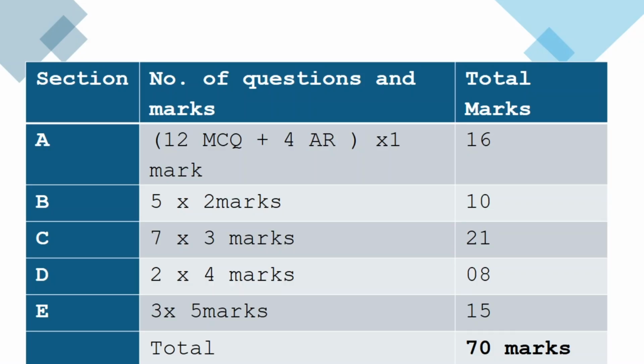The question paper carries 33 questions under 5 sections. Section A carries 16 questions, out of which 12 are MCQs and 4 assertion-reason type questions. Section B carries 5 questions of 2 marks each. Section C carries 7 questions of 3 marks each. Section D has 2 case-based questions of 4 marks, and Section E has 3 long answer questions, each carrying 5 marks.